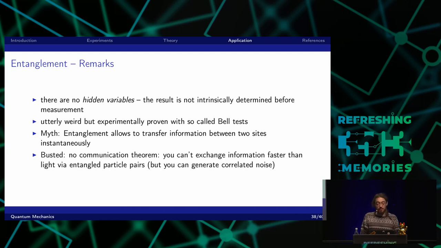And there's a myth surrounding entanglement, namely that you can transfer information with it between two sides instantaneously. But again, there's nothing hindering you in non-relativistic quantum mechanics to distribute information arbitrarily fast. It doesn't have a speed limit, but you can't communicate with those entangled pairs of particles. You can just create correlated noise at two ends, which is what quantum cryptography is using.